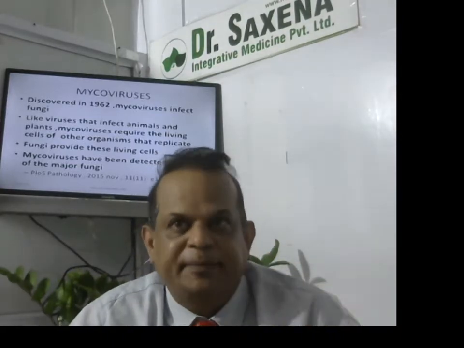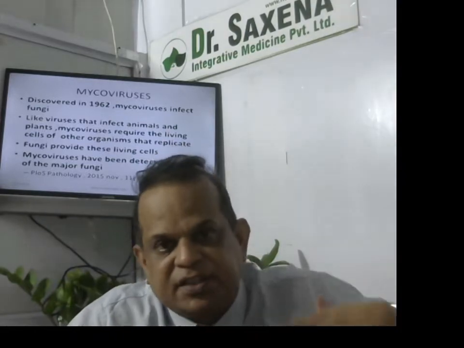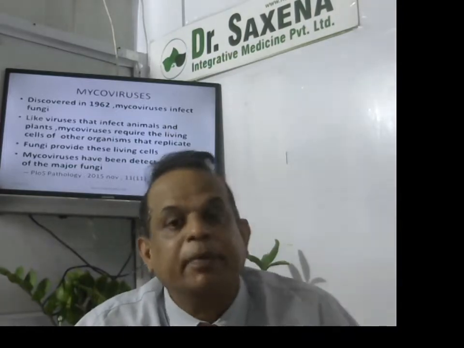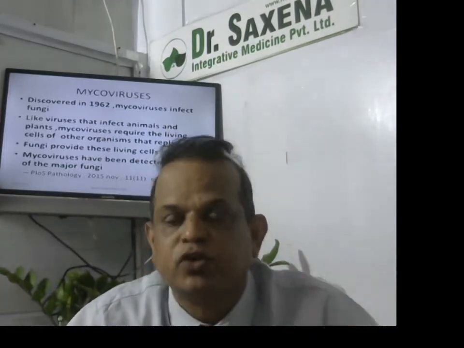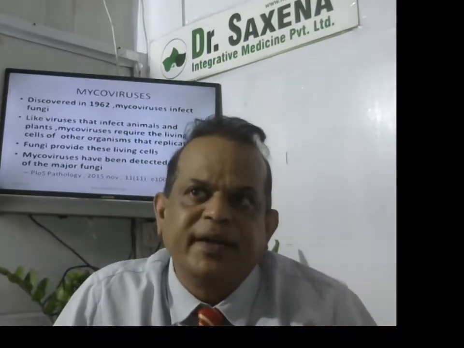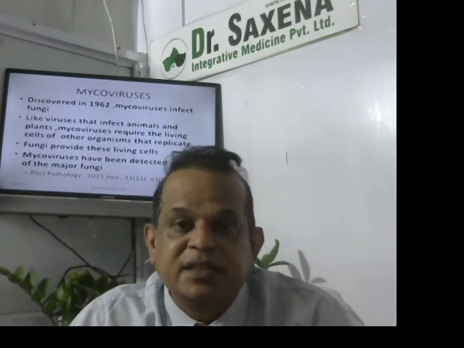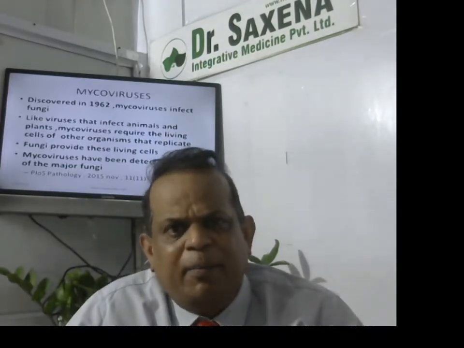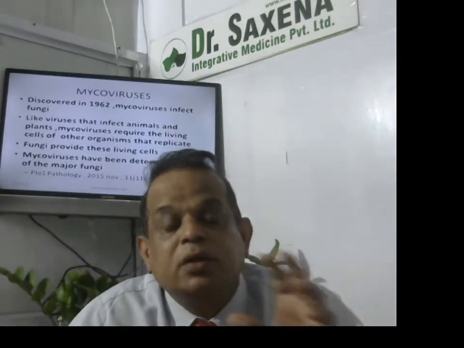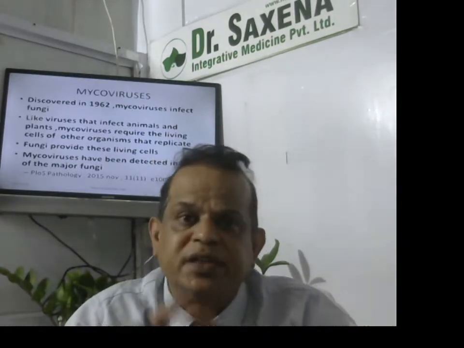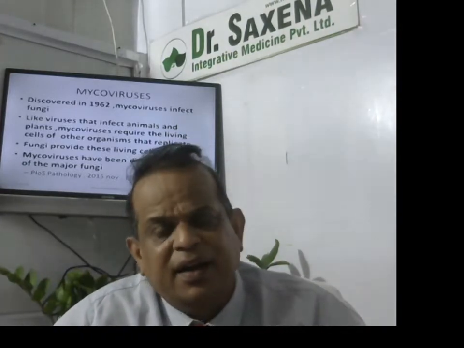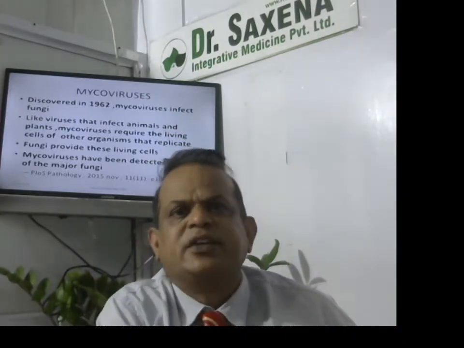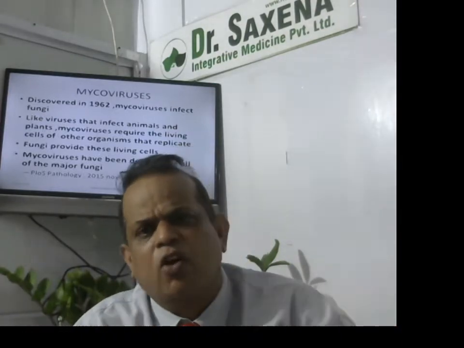These viruses first infect the fungi present in the human system. People having fungal issues are more susceptible, and people with immunocompromised status are more susceptible. Like viruses that infect animals and plants, mycoviruses require the living cells of other organisms in which to replicate. The fungus is a eukaryote and the human cell is a eukaryote; they resemble each other, with a lot of common things.